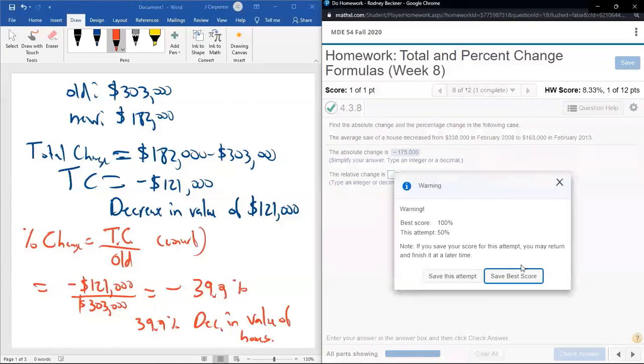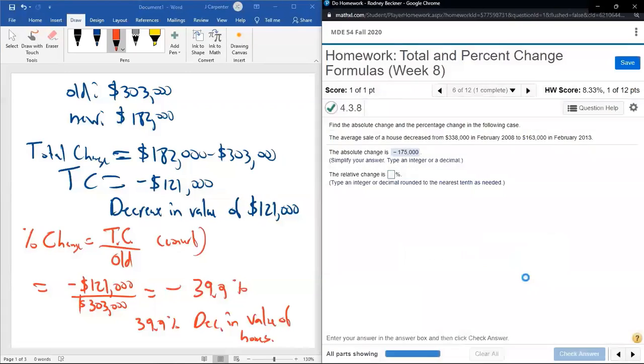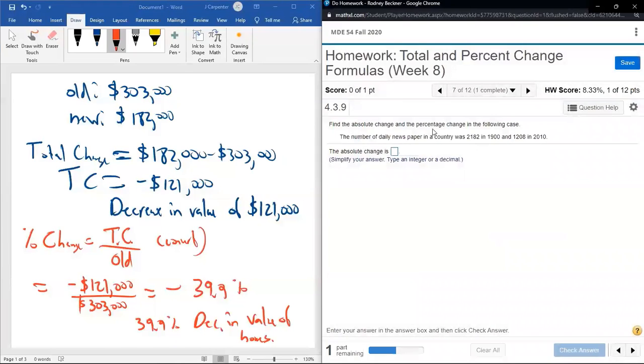Yes, I want to leave the question. Save best score. I don't want to get any bad scores. Find the absolute change in percentage change. So the number of daily newspapers in a country was 2182 in 1900 and 1208 in 2010.